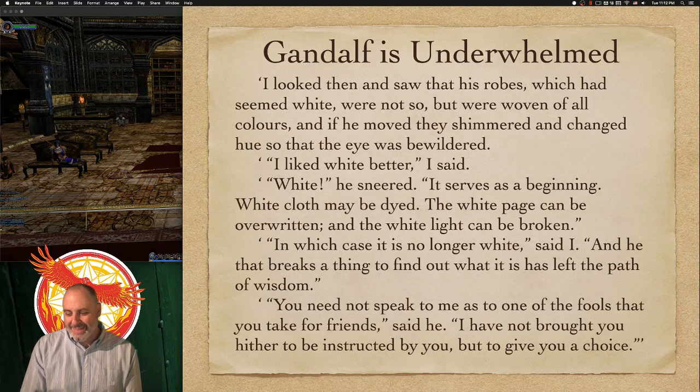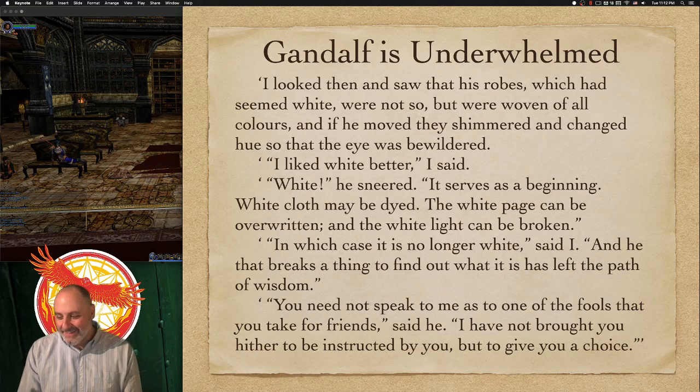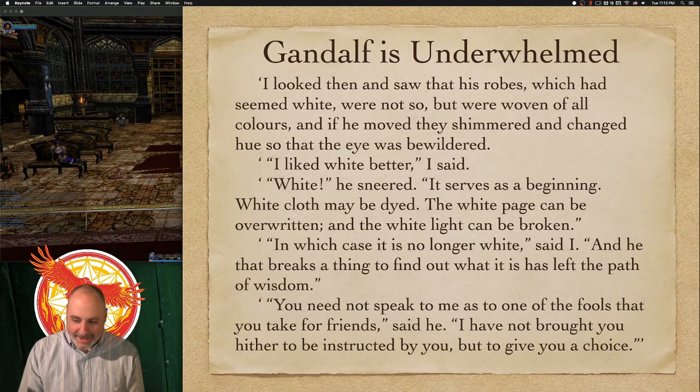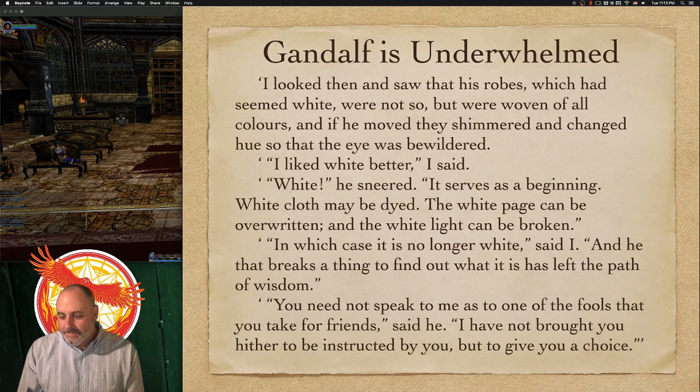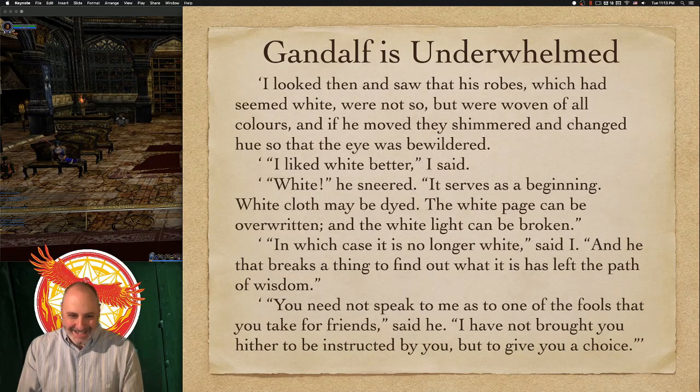Okay, so several scientists in the audience are a little offended by Gandalf here. I get it. Yeah, I think the question of whether you love or hate the quote, he that breaks a thing to find out what it is has left the path of wisdom, is kind of like an are-you-a-scientist-or-not question.